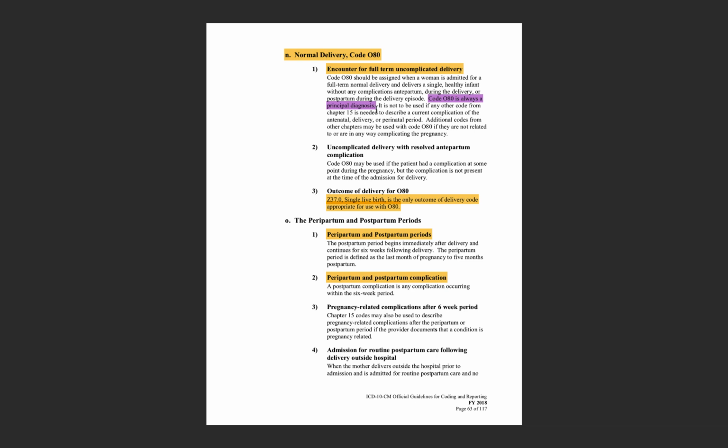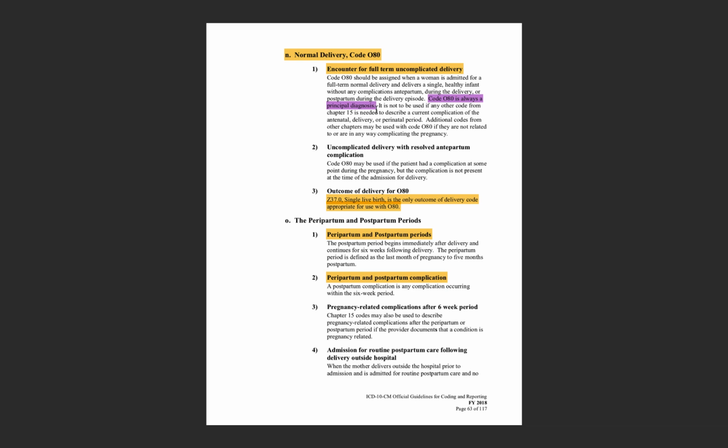Additional codes from other chapters may be used with code O80 if they are not related to or are in any way complicating the pregnancy. Uncomplicated delivery with resolved antepartum complication. Code O80 may be used if the patient had a complication at some point during pregnancy, but the complication is not present at the time of the admission for delivery.